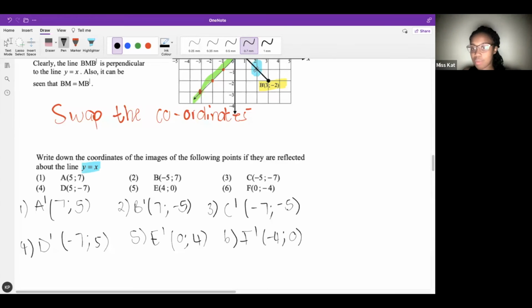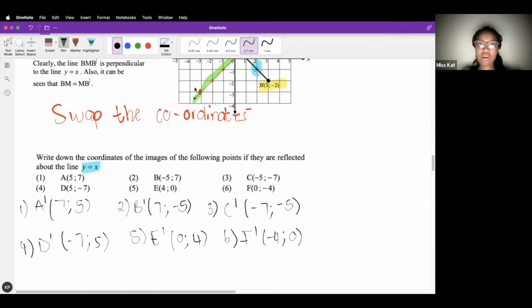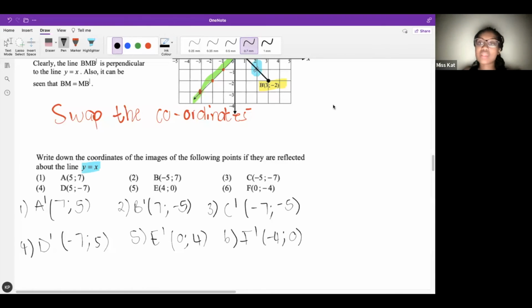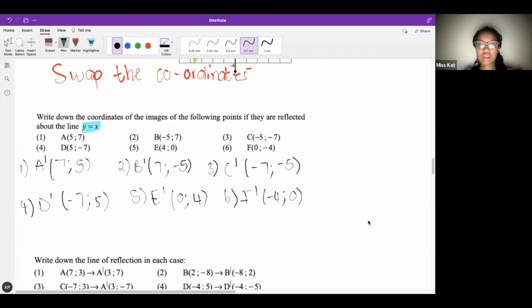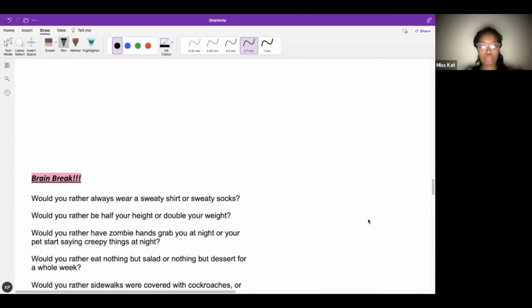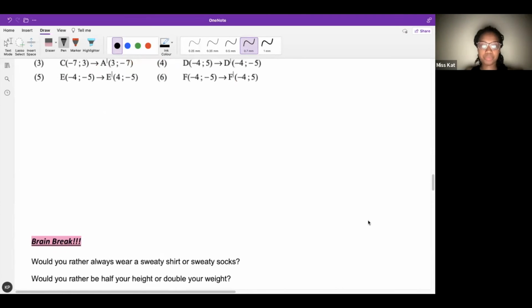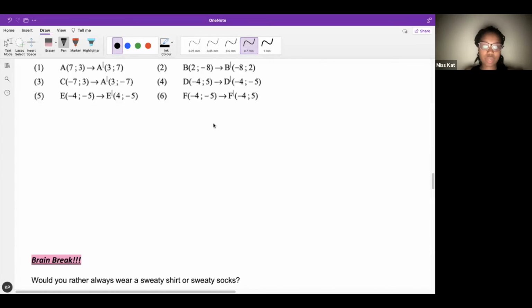Okay, are we ready for our brain break? We are back to would you rather. So can I have a few hands? Oh my gosh, I can't believe I just said marks. A few hands. We're going on a brain break. Nice. Chloe is the first one. Chloe, would you rather always wear a sweaty shirt or sweaty socks?